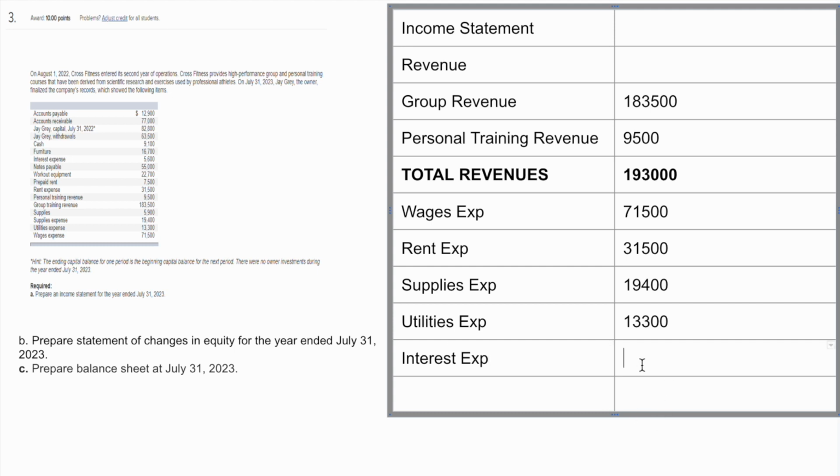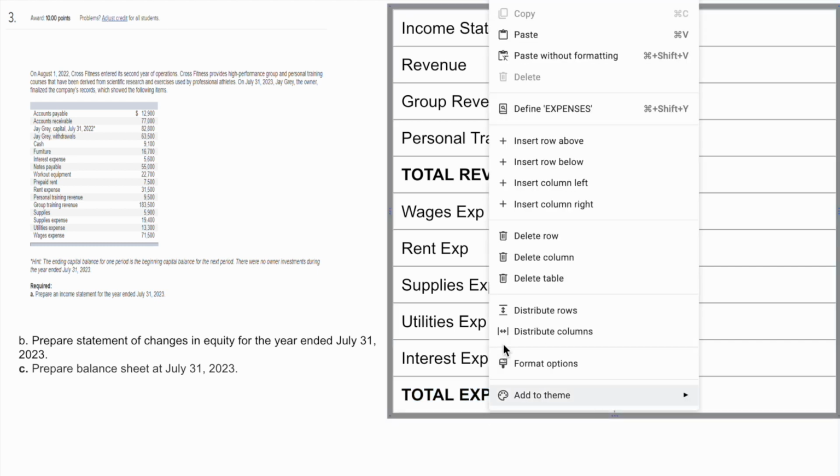Interest expense is 5,500. Now we add up our total expenses. We take all of these, we add them up, and total expenses will come to $141,300. Okay, that's our total expenses. So I'll just bold that.